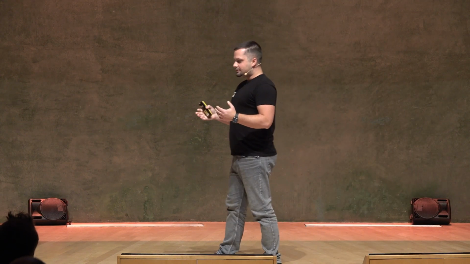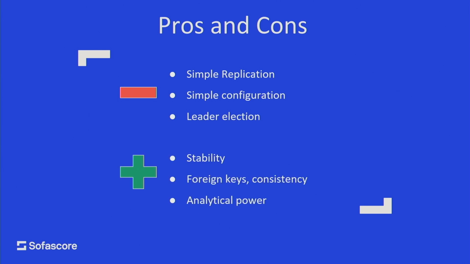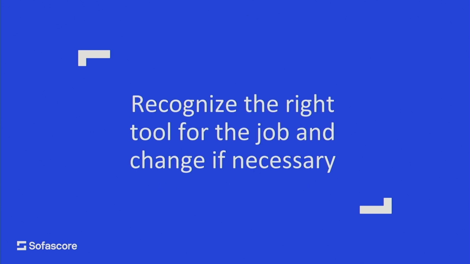Basically, what we did is we timestamped all of the data and then synchronized the changes from MongoDB to Postgres. And then when the synchronization was done, we just did it again and again until the window of changes was non-existent. And then we just switched, and it worked. So we lost the simplicity of Mongo because MongoDB is really simple. But what we gained was far more important. We gained stability, foreign keys, and analytical power. And I think it's really important to recognize the right tool for the job and change if necessary. If you keep sticking to the wrong technology, the more you postpone changing, the more problems you might have.